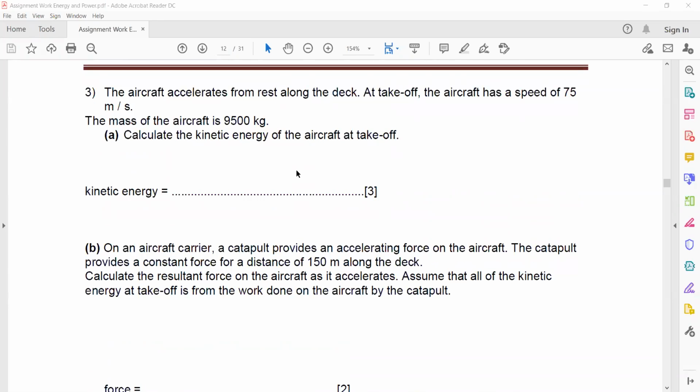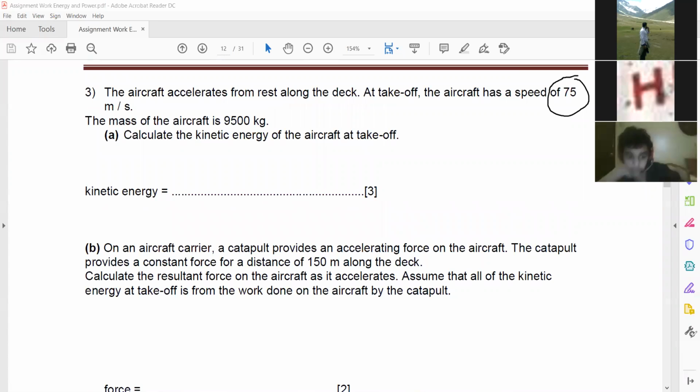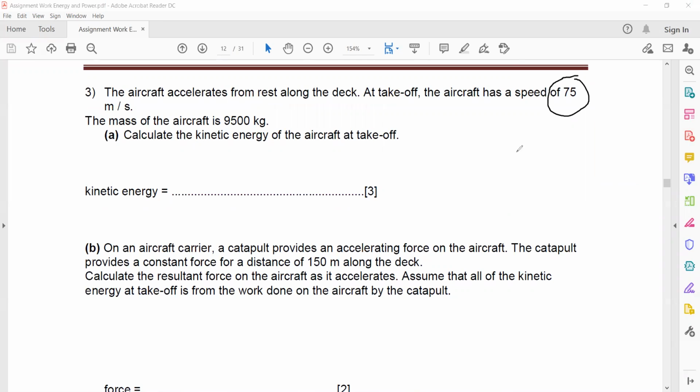The next question: the aircraft accelerates from rest along a deck. At takeoff, the aircraft speed is 75, and the mass of the aircraft is 9,500 kilogram. You need kinetic energy. How to find kinetic energy? Kinetic energy is half mv square.